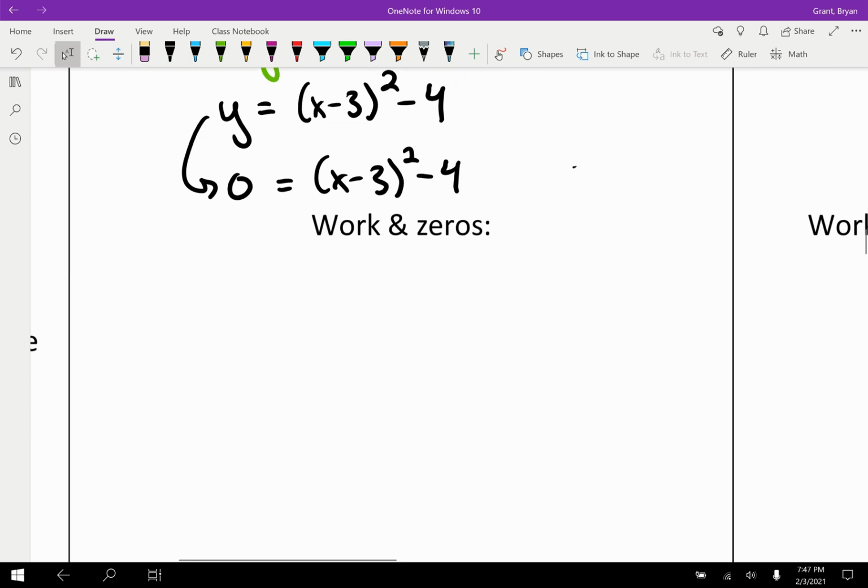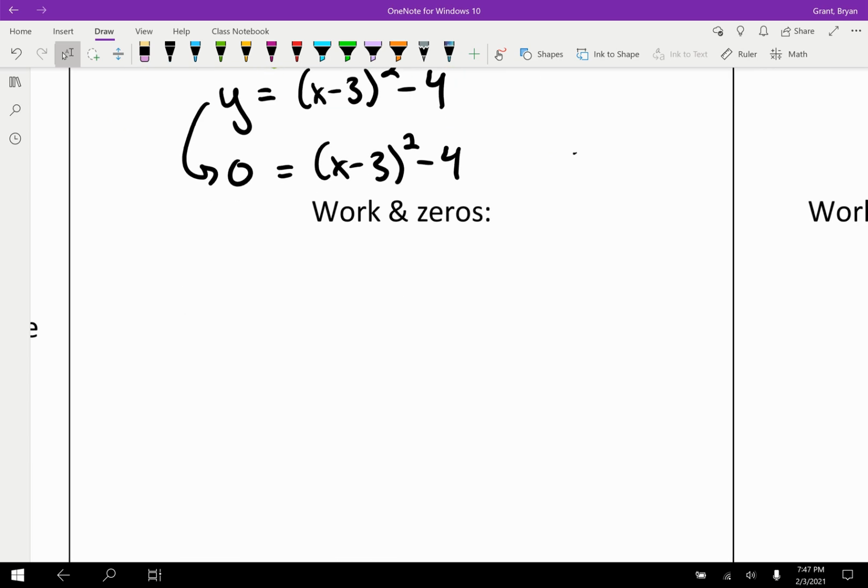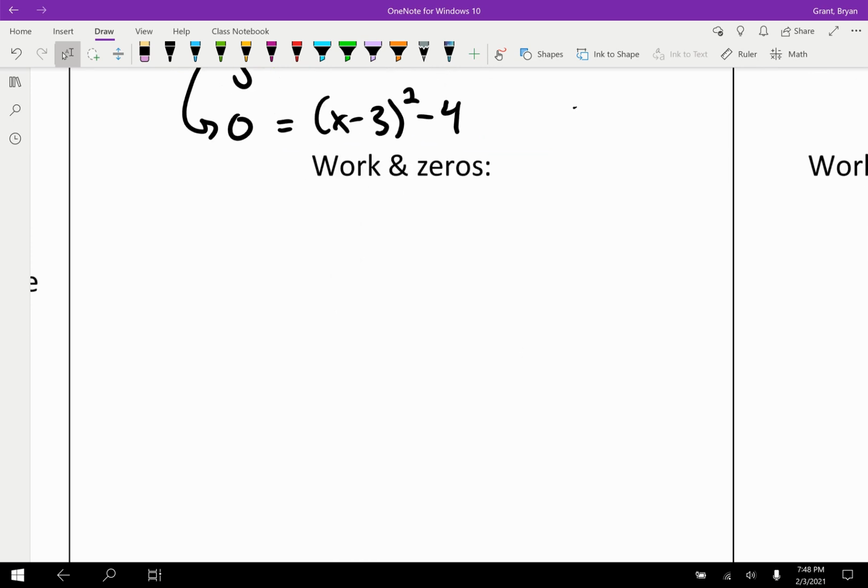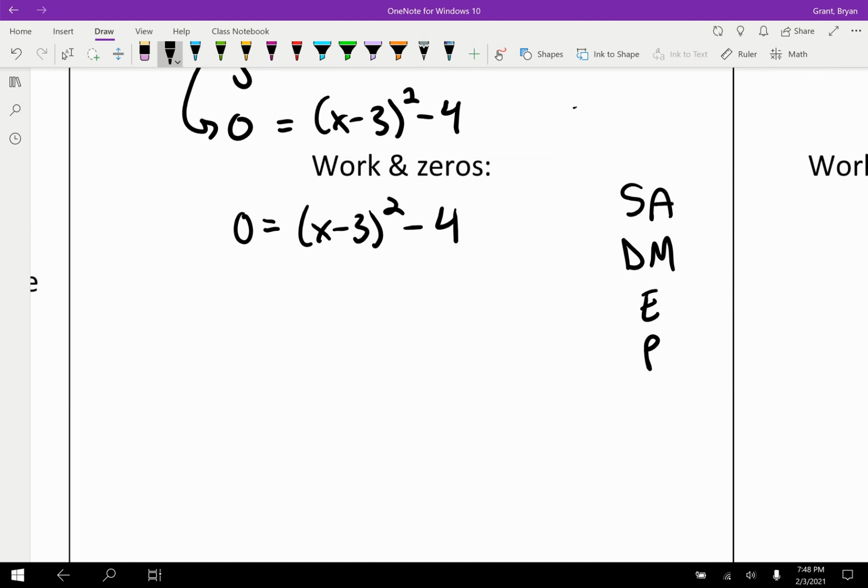Well, doesn't this look like what we did last class in lesson 6.4? I think our goal is just to isolate x here, and we know how to do that. We just did a whole bunch of practice problems last class, and it is all about SADMAP. So I'm going to remind you of the order over on the side, and then we're going to go ahead and get this guy solved. So 0 equals x minus 3 squared minus 4.